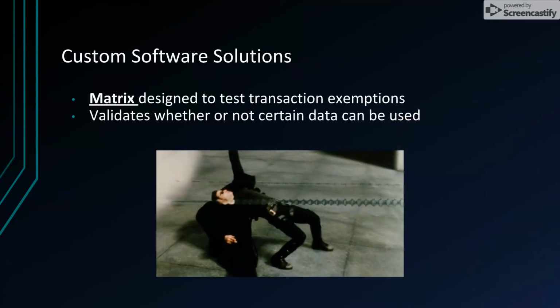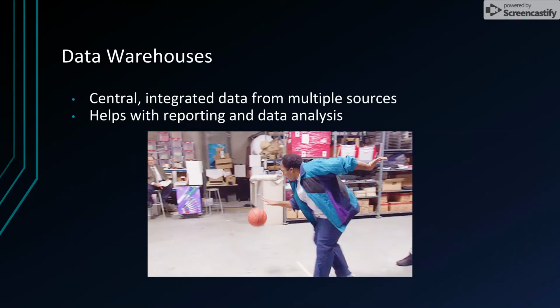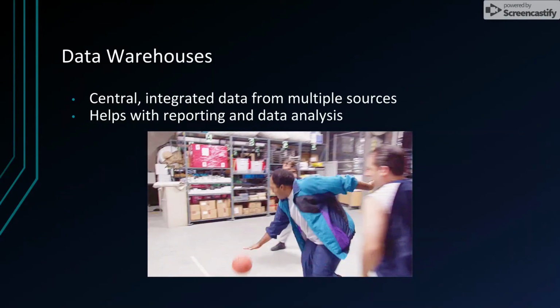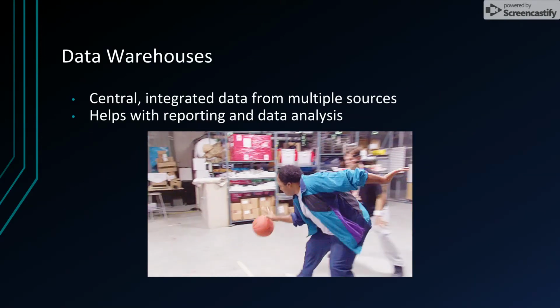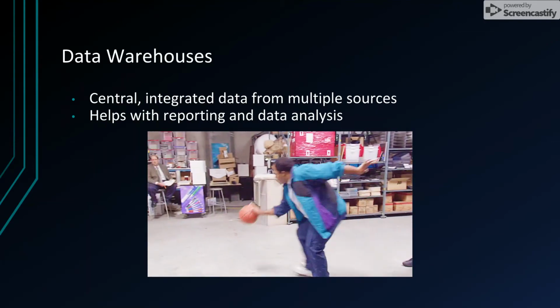With custom software solutions, a matrix is designed to test certain transactions to see whether or not they're exempt. And the software also validates whether or not you can enter in certain fields to make the data useful. Data warehouses. So think of this as like a physical warehouse. It's a central integrated data place from multiple sources that just centralizes data and makes it easier to help with reporting and doing data analysis.